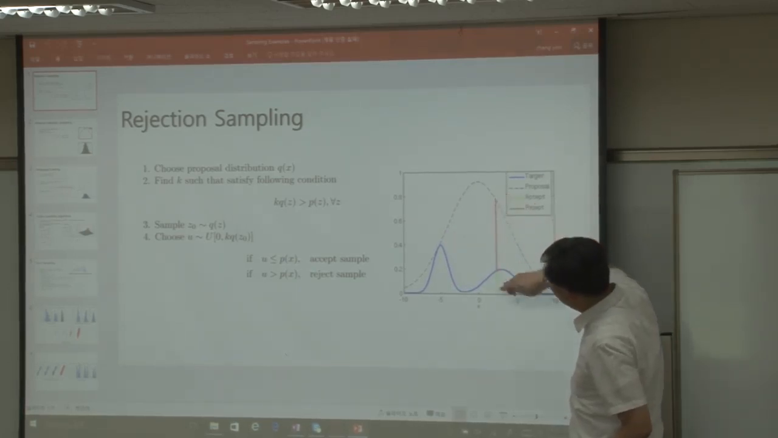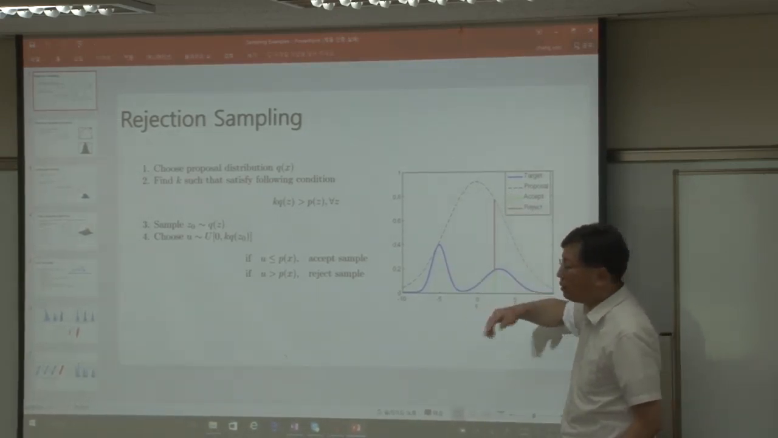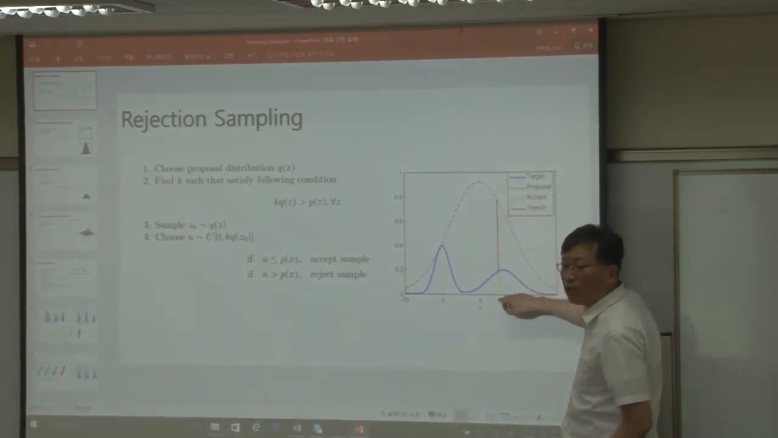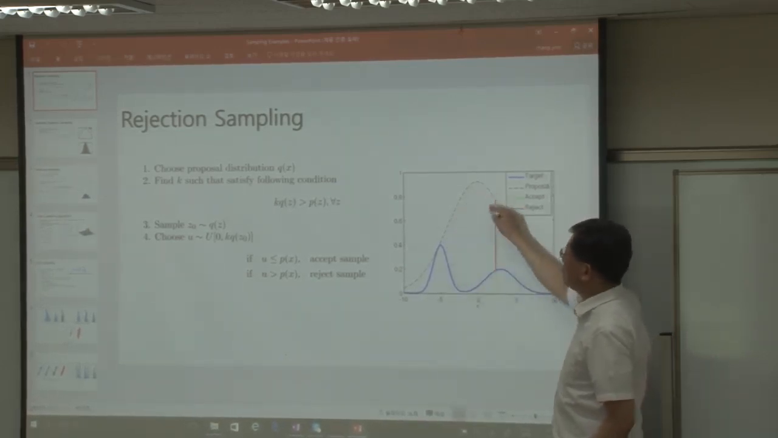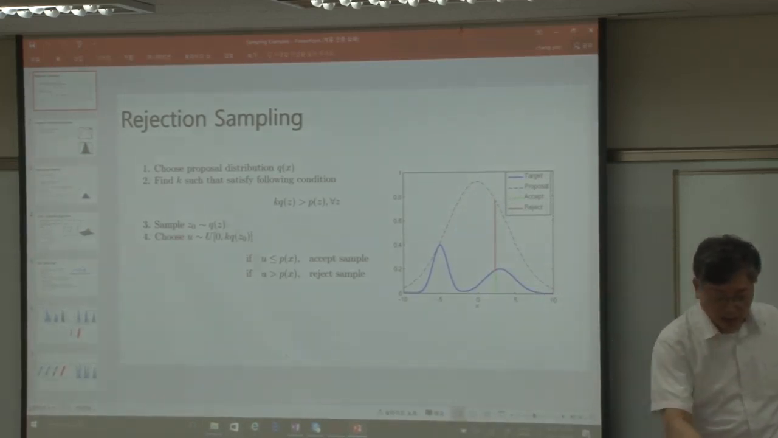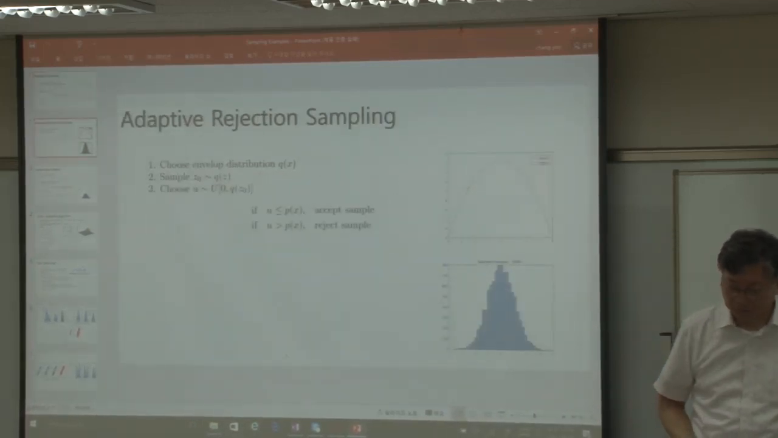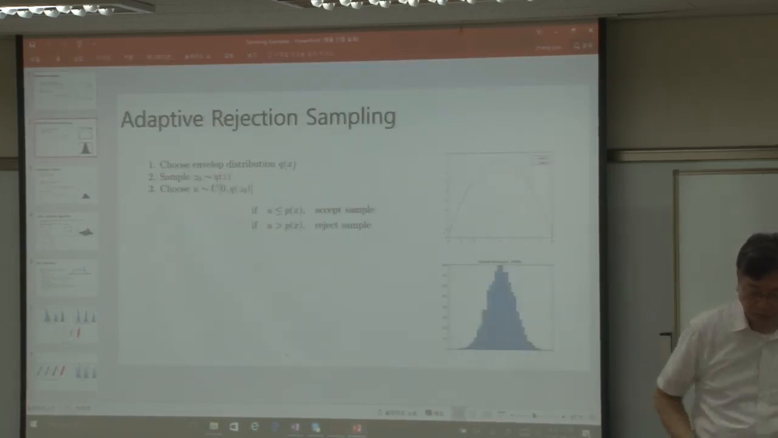Here's a red one. Let's say whenever you are in the red line, you reject. You throw away the sample. Whenever you're in the green line, you accept. And this is a Gaussian. It's very, very easy to use. And you are rejecting a lot of samples.